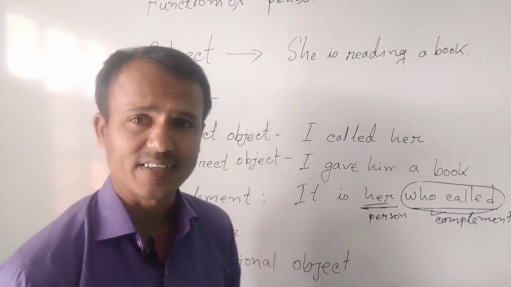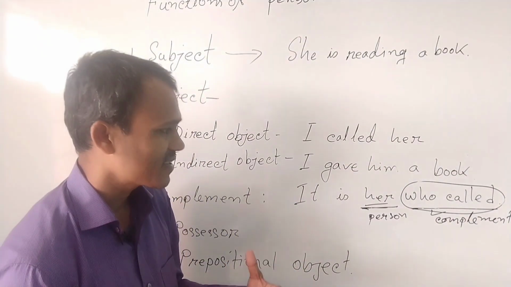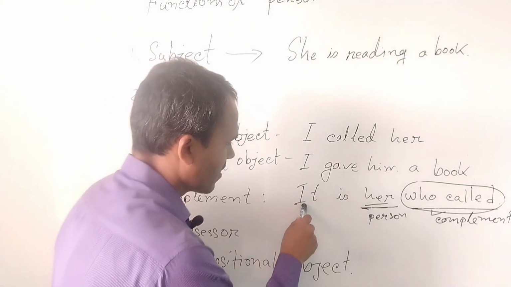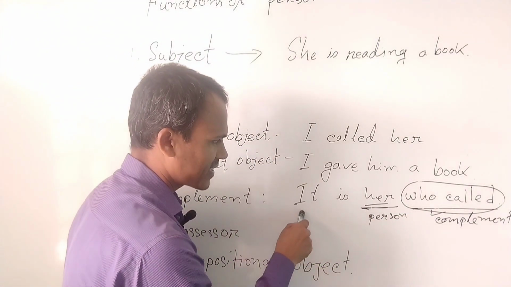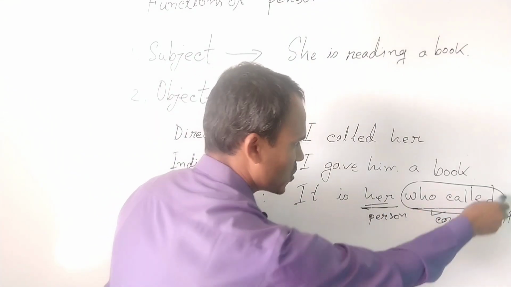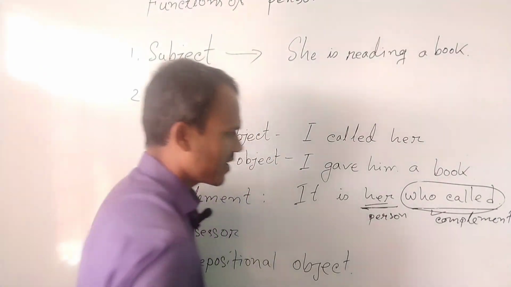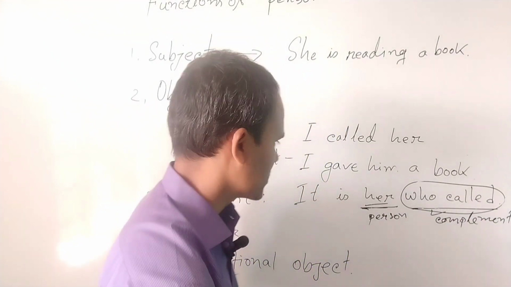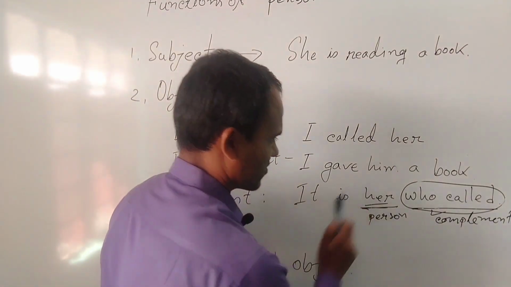Another function of person is complement. Complement is very complex and hard to know, so an example helps us to clarify this complement. Here an example: it is her who called. Here we know it is the subject, is the verb, her is the object or person, and who called gives more information about her. Here we can say her is a person and who called is more information. So who called is a complement of this person.